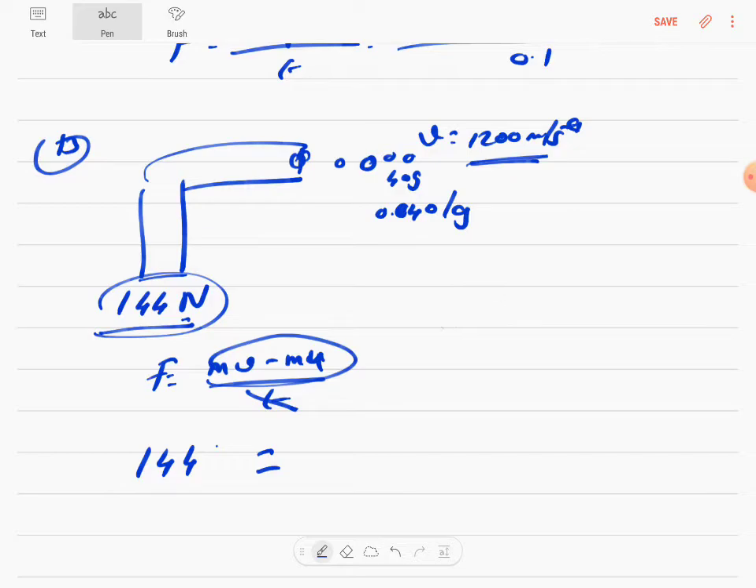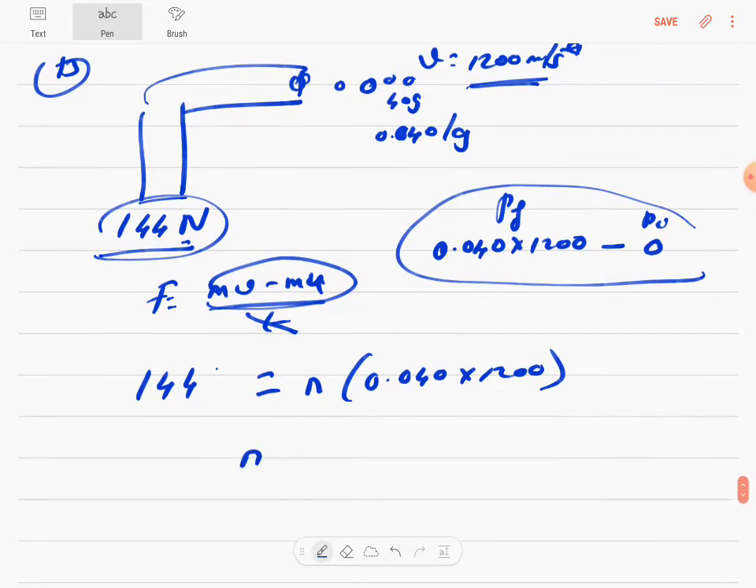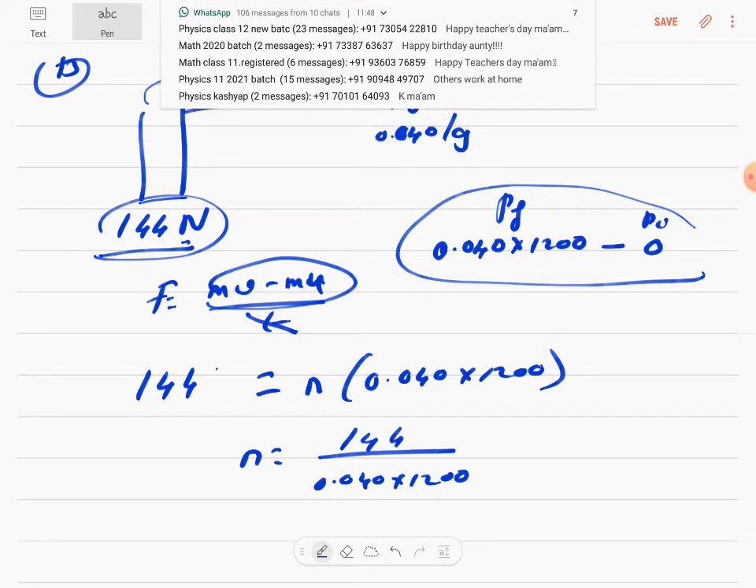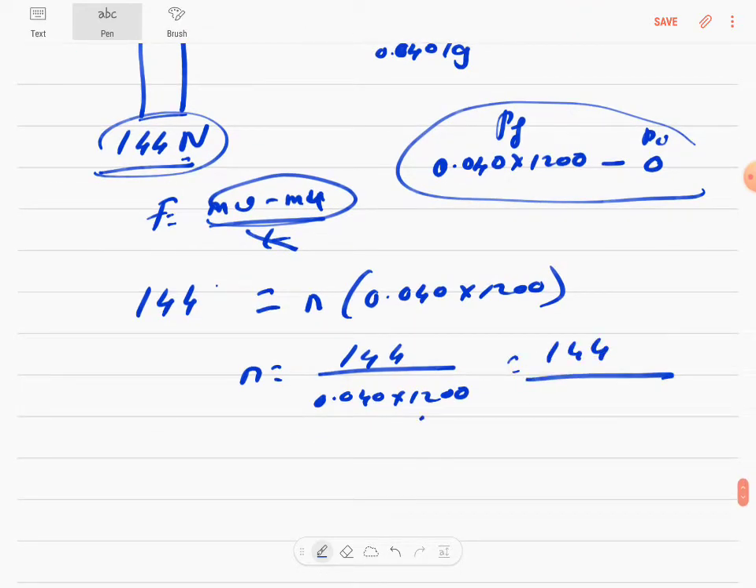So the change in momentum of each bullet is mass into velocity, which is 0.040 into 1200, p final minus p initial, which is 0. This is the change in momentum of one bullet. So n bullets is n into 0.040 into 1200. Thus you can calculate what is n. Number of bullets will be 144 by 0.040 into 1200. What is that going to result in? Let's calculate. It's 144 by 12 fours are 48, right? So there will be a 48 here, and there are 3 zeros, and I have to keep a decimal before the 3 zeros.